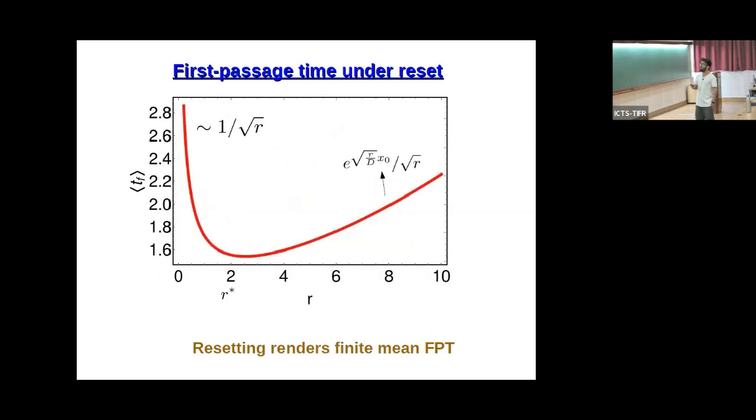There's another interesting observation. First it makes this value finite, but also you can choose a value such that you can optimize this mean value here. So you can also find some R star which will optimize the value here. So this is also another interesting observation for resetting.